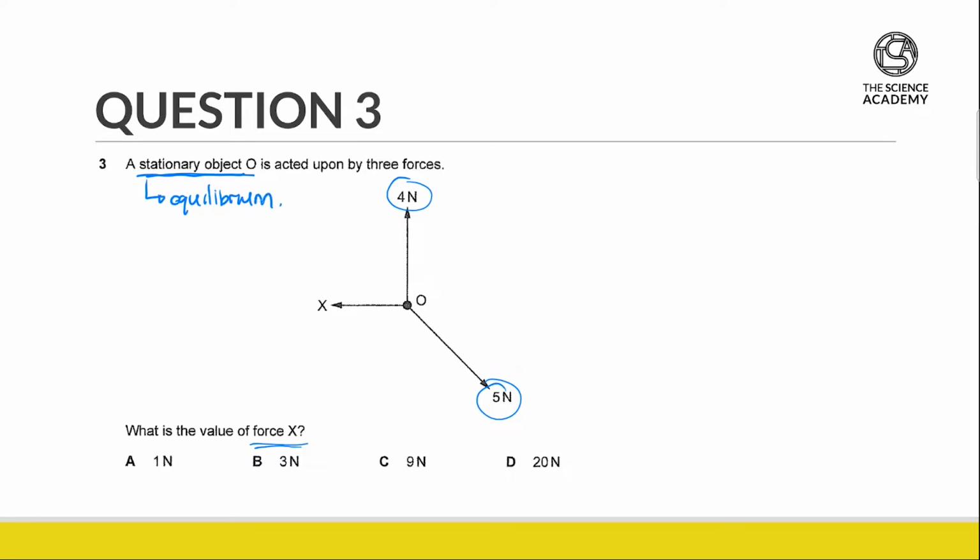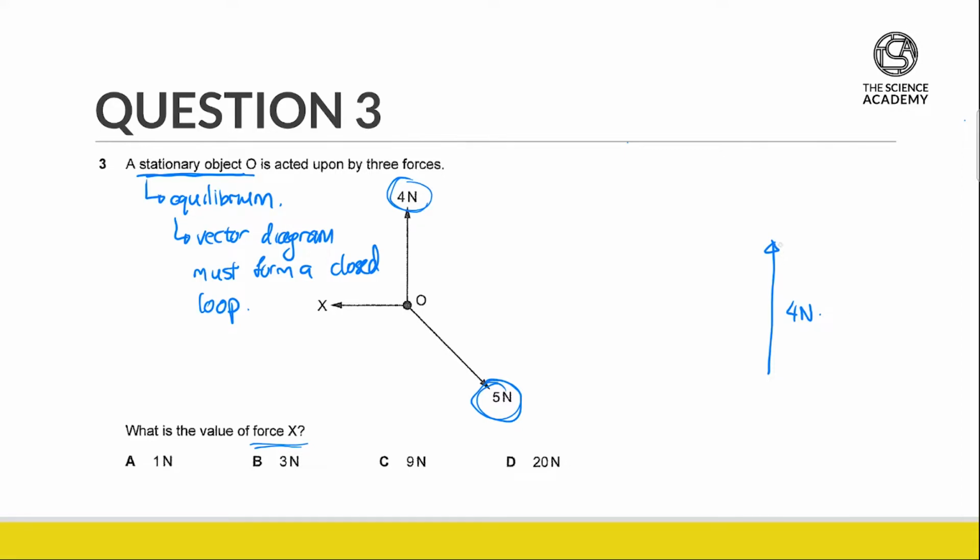And for an object in equilibrium, the vector arrows, the vector diagram, must form a closed loop, right? All 3 forces must form a closed loop. Okay, so let's say we start off with our 4 Newton force over here, let's redraw it. We've got a 4 Newton force over here. Then we have to draw in a 5 Newton force.